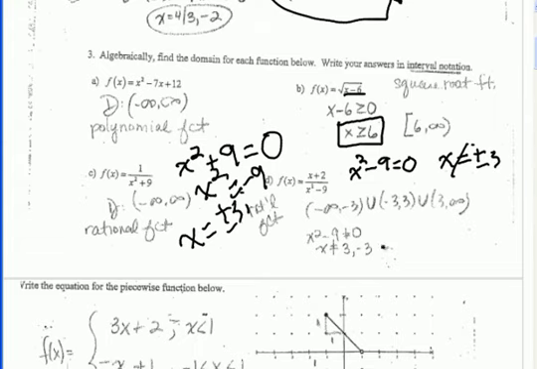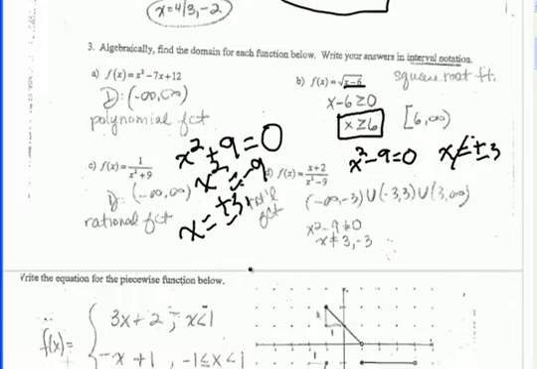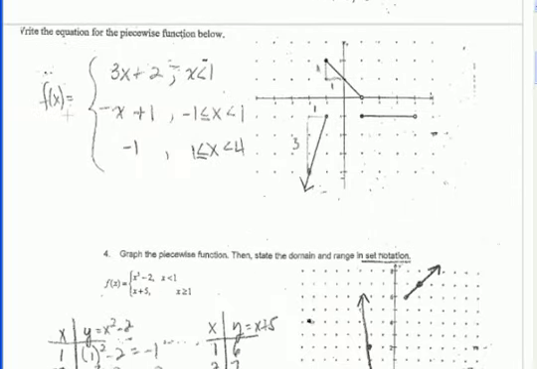Here's some work down here for that. So this just means skip over -3 and 3. They're excluded from the domain. Let's talk about some piecewise functions here.